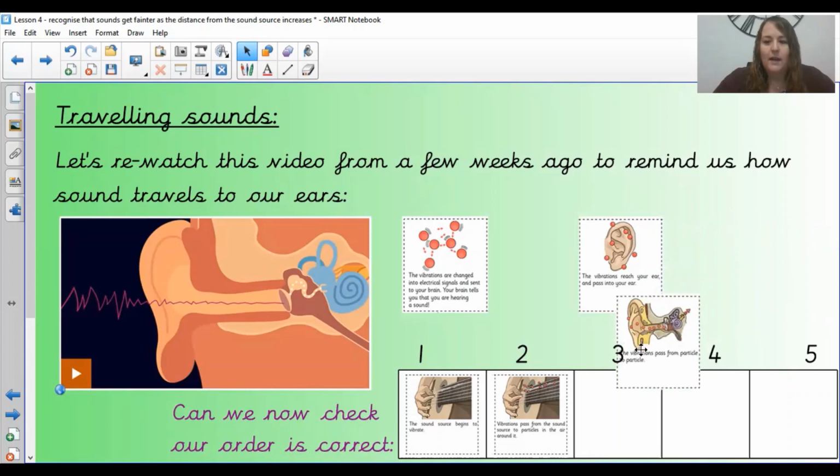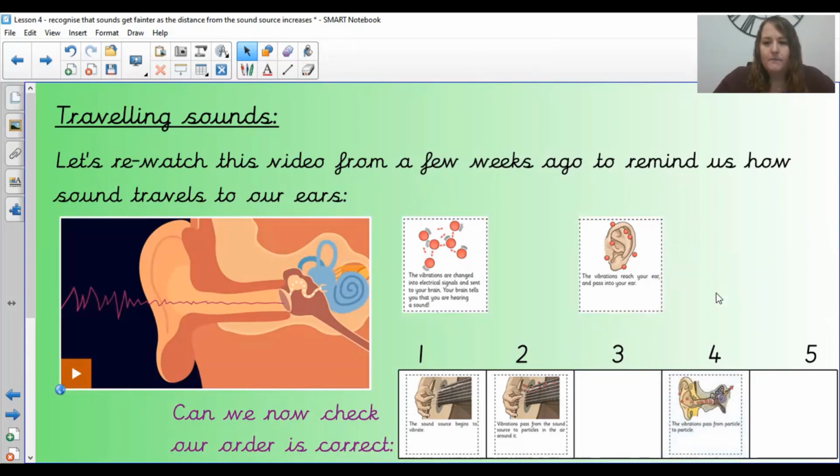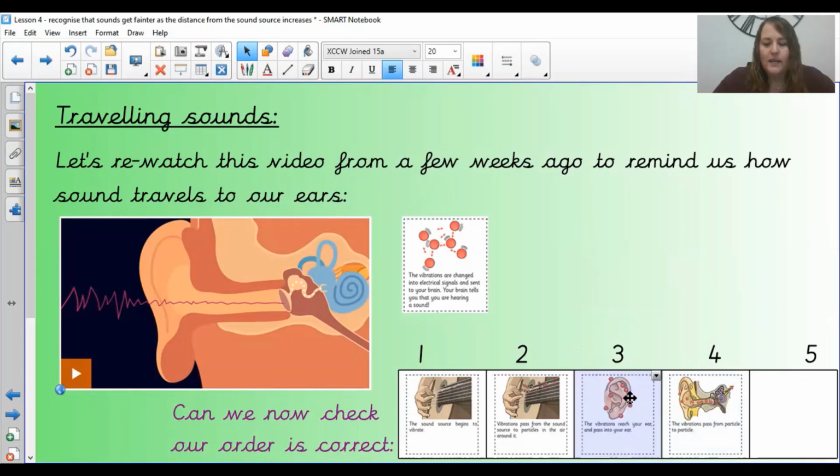Then hopefully you get there passing from particle to particle. Oh, Miss Fowler made a mistake, because that's actually going to have to go in here, and I'm going to have to get rid of this one, because they actually have to reach your ear first. So even though those two could be either way, the actual picture there shows me that that's within your ear. So it has to reach your ear first. So that one was the third one. Then they pass from particle to particle, and that could have been within the air. So it could have been number 3. But because the picture shows me it's within the ear, it has to be number 4.